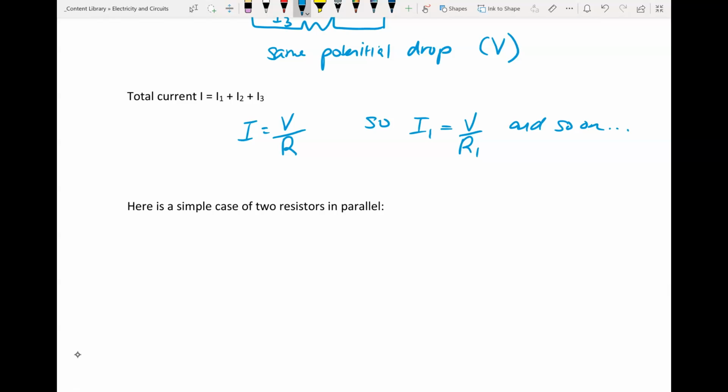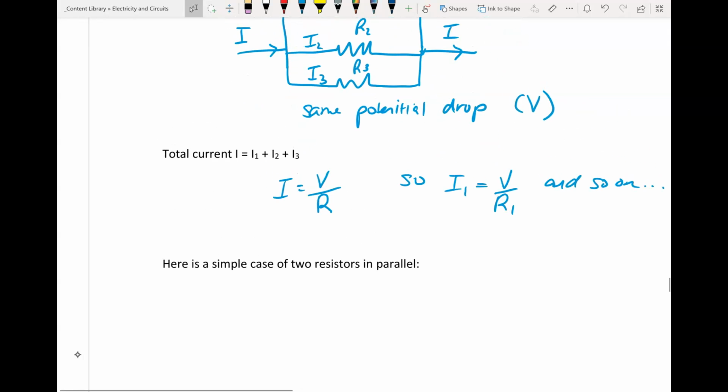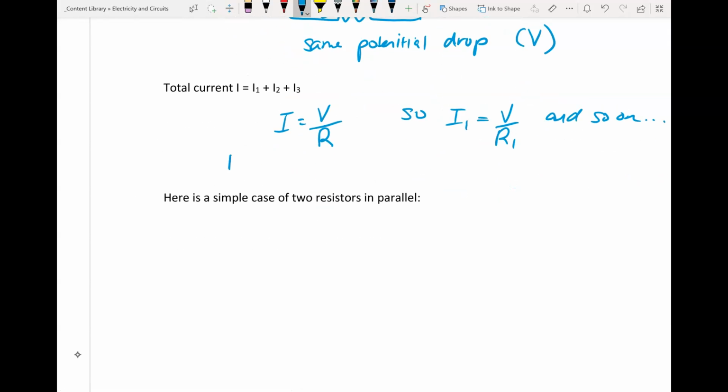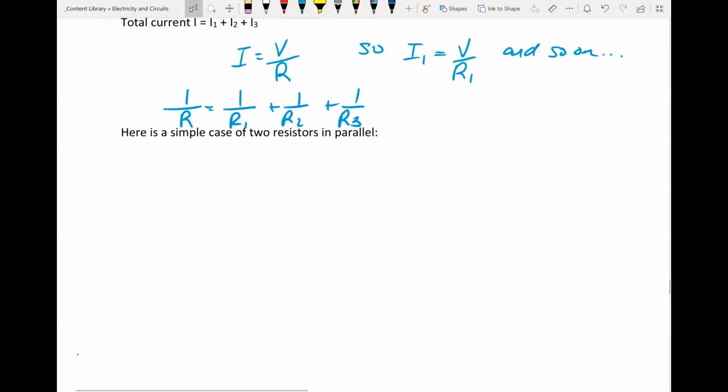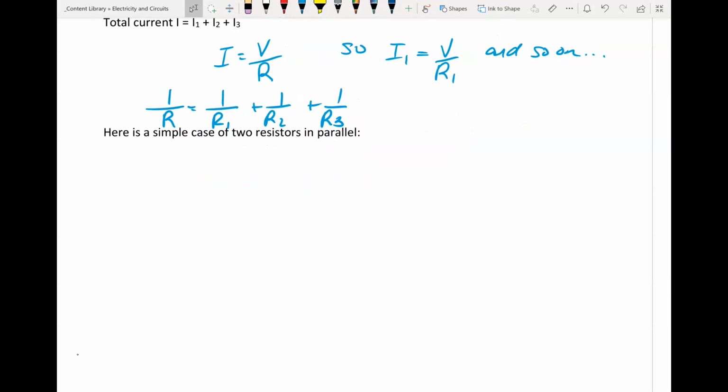Now, when we're talking about finding the current through each resistor, and we know that it's inversely proportional to the resistance of each resistor, that means that we can derive the following: 1 over R is equal to 1 over R1 plus 1 over R2 plus 1 over R3. Again, that's because we know that they have a relationship of inverse proportion.